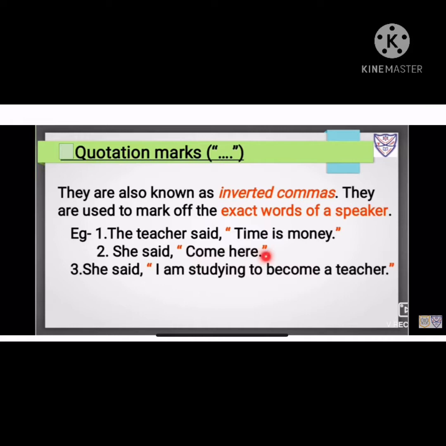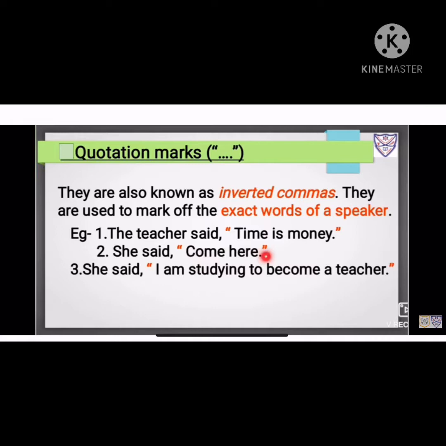Let us see example number 1. The teacher said, "Time is money." So what are the exact words of the teacher? Time is money. These words need to be quoted with the inverted commas. So I have quoted these words with the inverted commas, like you can see, before "time" and after "money." And please make sure you put double inverted commas.